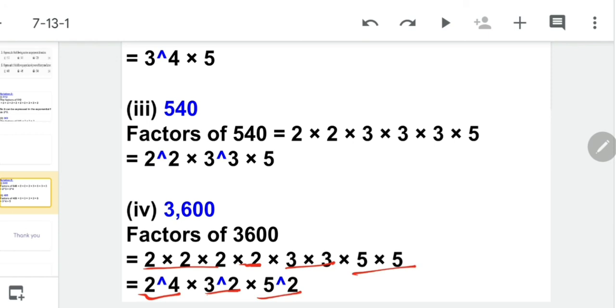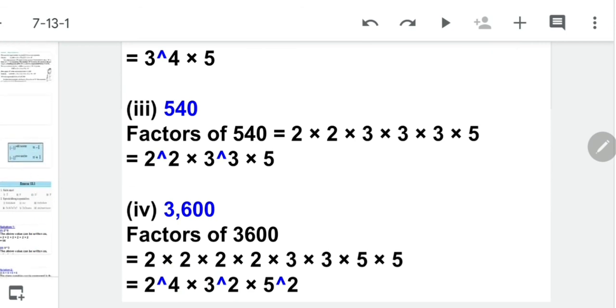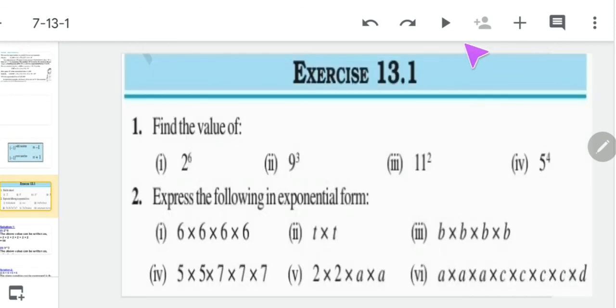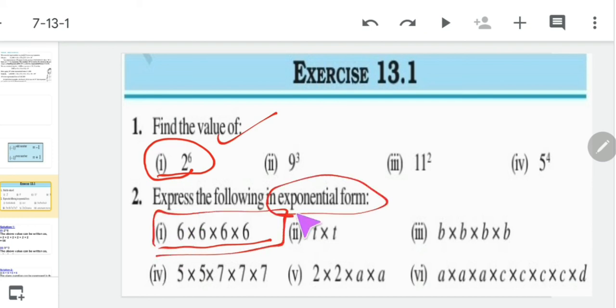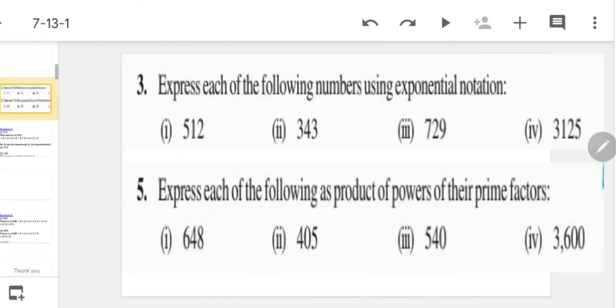Now class, I hope this whole thing is clear, how we can convert a number in an exponential form into expanded form, then find out its value, and how we can write the expanded form in its exponential form, and also how we can find out or write a number in its exponential notation.